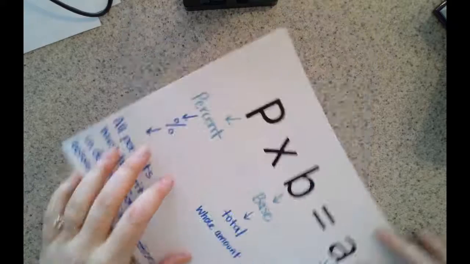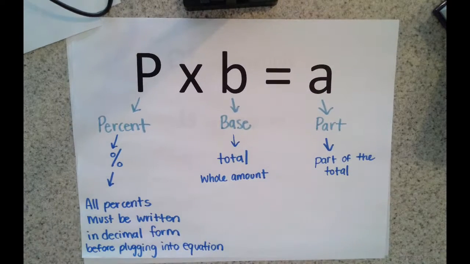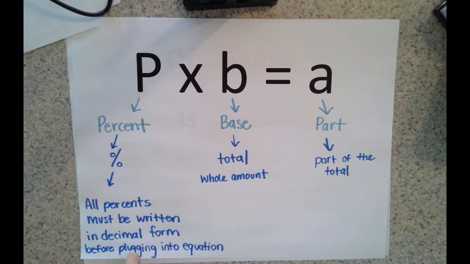Also, a quick review. This is the percent equation that we went over yesterday. This equation is good for you guys to be really familiar with. If you take the percent times the base, that will give you the part. P stands for percent, the B stands for the base, which is the total or the whole amount, and A is the part of the total. Okay, remember, anytime you plug in a number for percent, you have to write it in decimal form first. You can't do math with a percent. You can do math with decimal numbers, though.